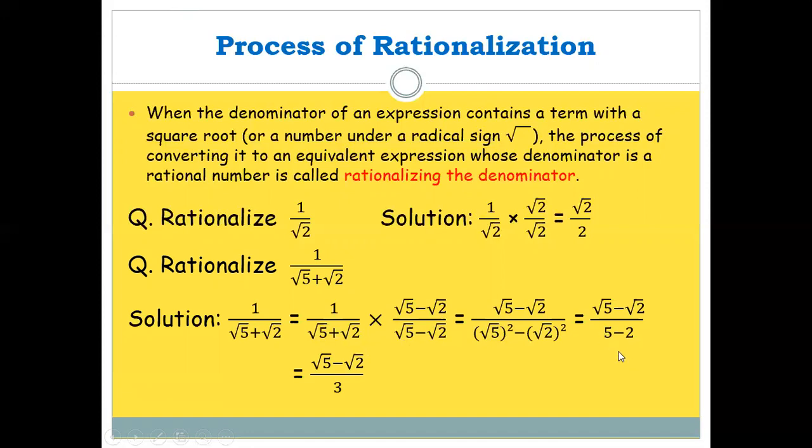So 5 minus 2, and the denominator we have 3. So the rationalized value of 1 upon root 5 plus root 2 is 3 here, and this is what's called the rationalization of the denominator. So I hope you understood this process of rationalization from these two examples. Now we switch on to the next slide.